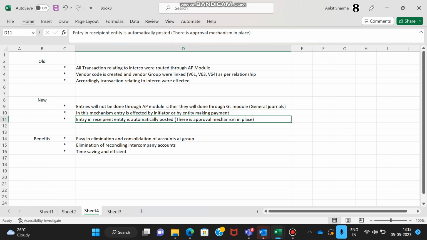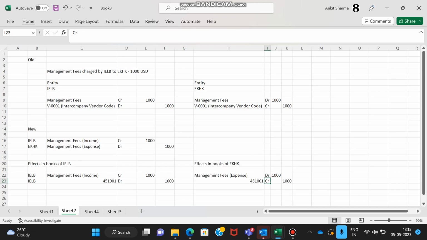I will explain with an example how it is being done. Let's say the management fee is charged by Anjing Lebanon to Equistock Hong Kong for 1000. In the old system, the management fee account would be created by the accountant and they would debit the vendor module. As I told you, all the transactions were previously done through the AP module. This is how the transaction was effected in both the entities.